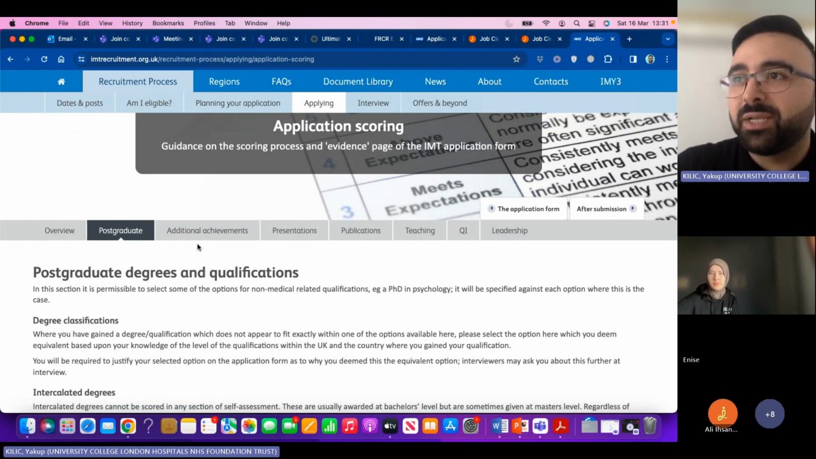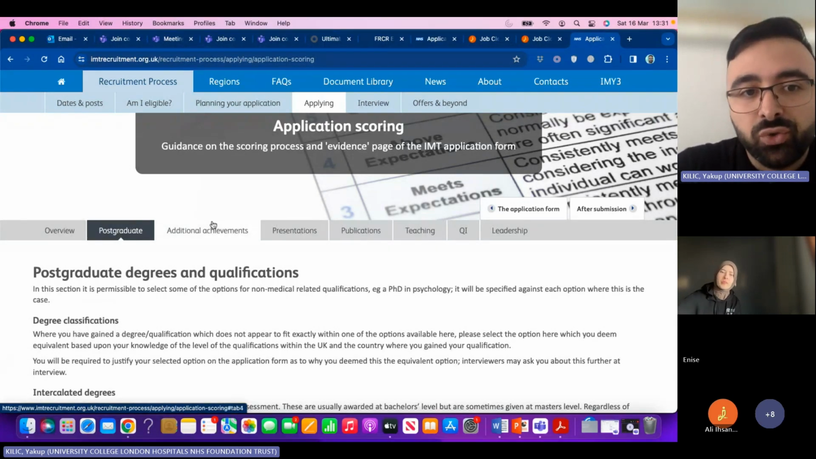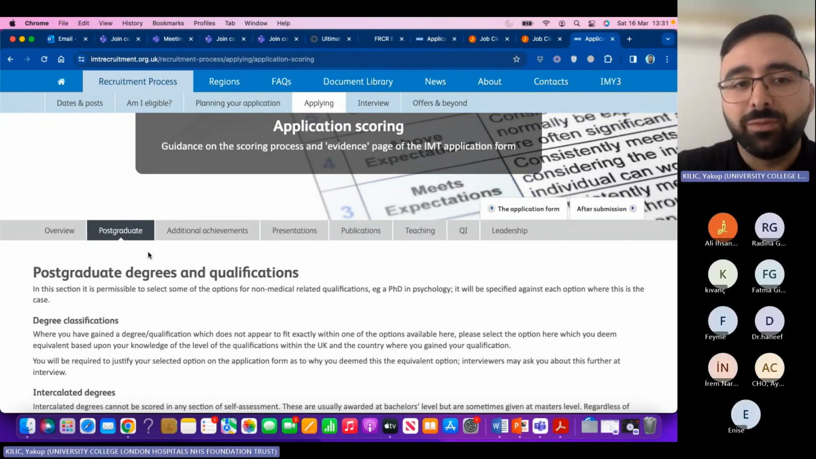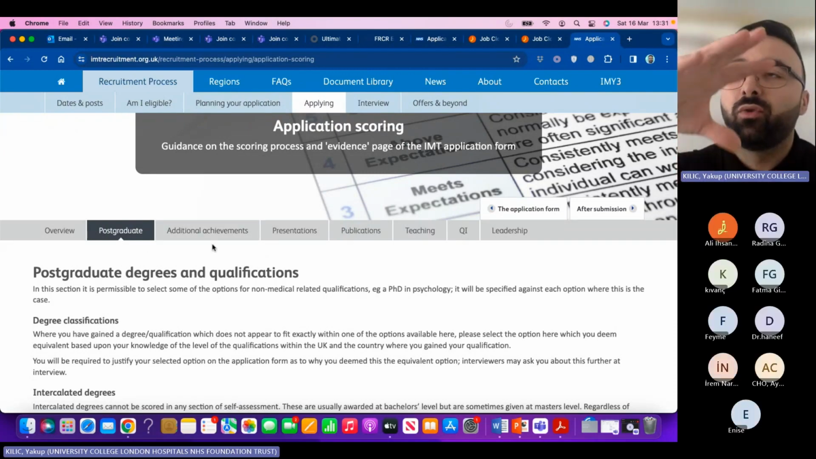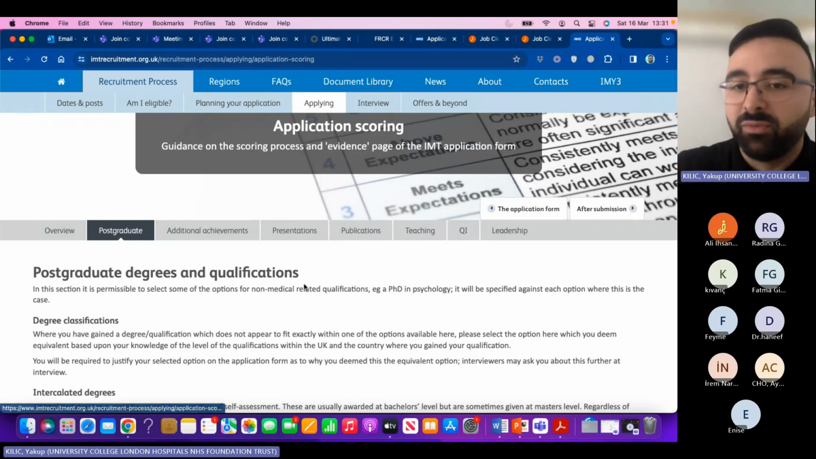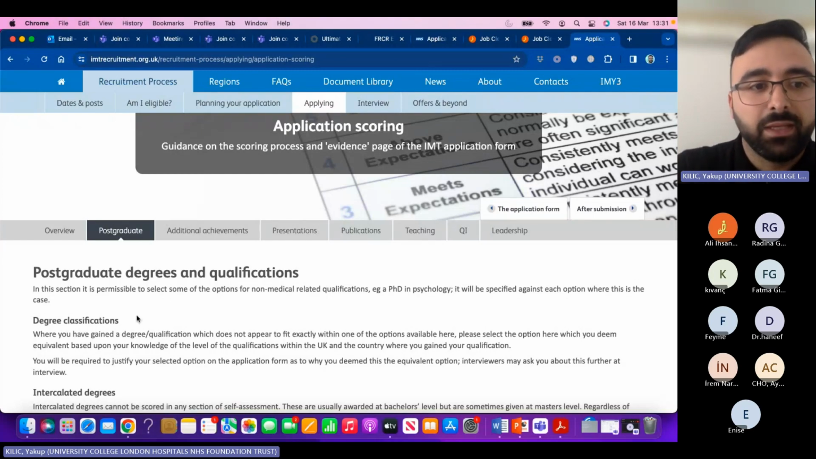Around 90% of the time, other applications, even neurosurgery or radiology, use the same parameters when assessing an application. So it's very important that when you're forming your portfolio, you separate it into these subsections. But we've done that already for you on Job Clerk, so you can use the Job Clerk portfolio to help with that.